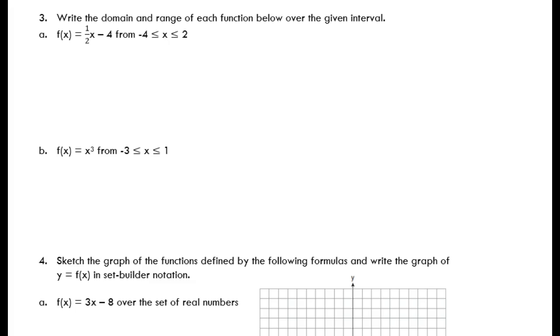Number 3, write the domain and range of each function below over the given interval. So again, they give us the function. There's no set builder notation in this right now. But they give us a domain restriction. We can only go from negative 4 to 2 with the x values. So they actually give us the domain. So when it says write the domain and range, we have one of them. We know that the domain is negative 4 to 2, and we write it just like that.